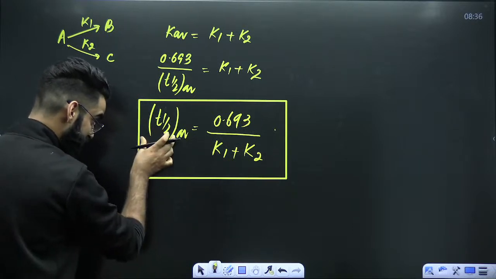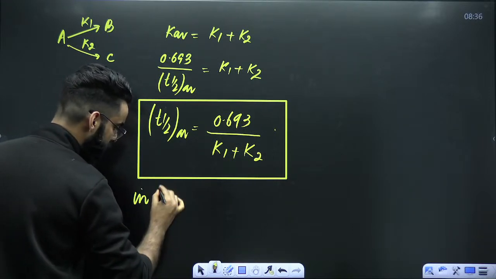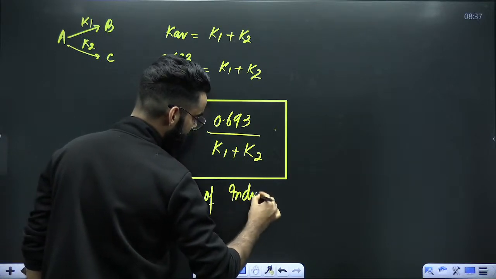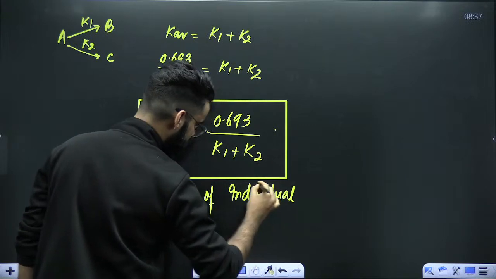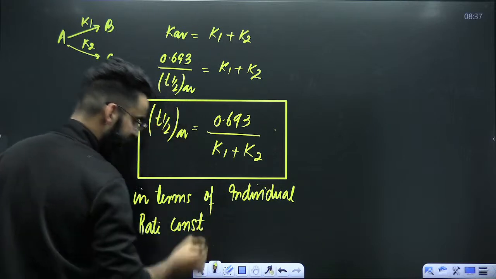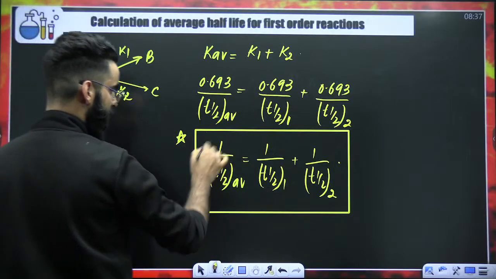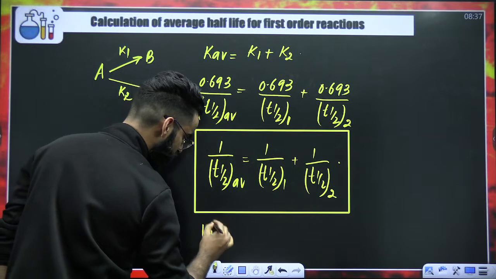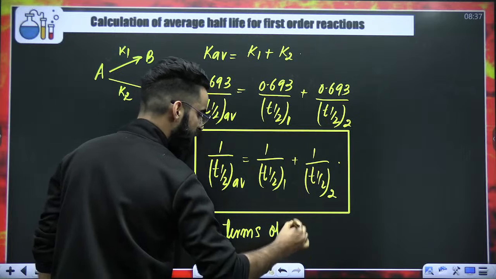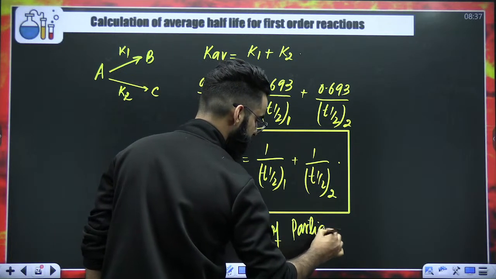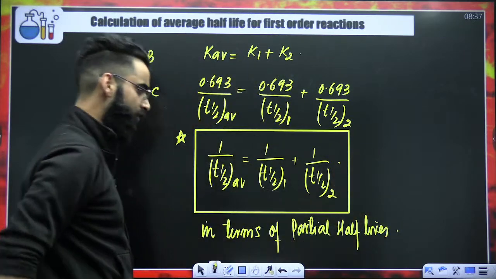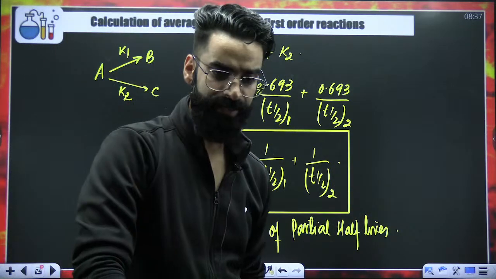So I'm writing it. This is basically the average half-life in terms of individual rate constants. And what was this one? This is the average half-life in terms of partial half-lives.